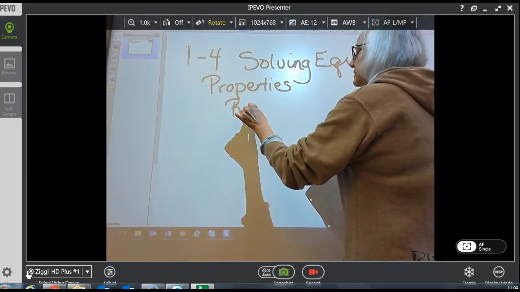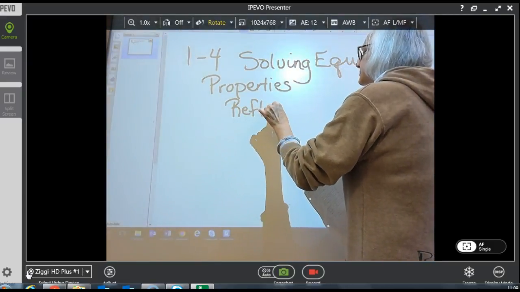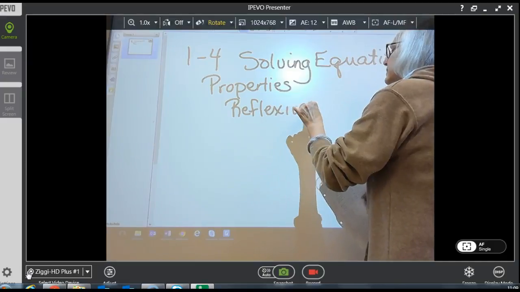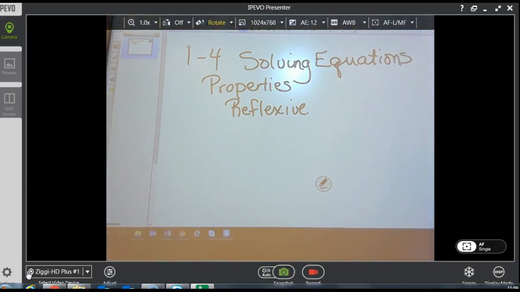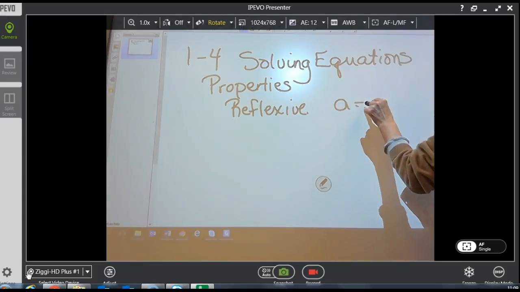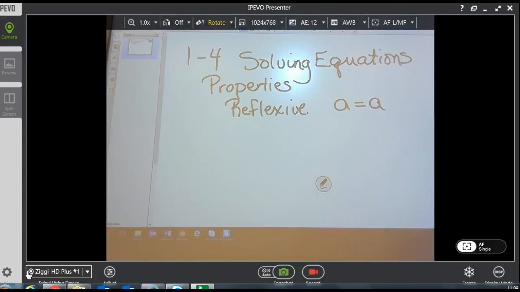So the first one is reflexive. Hopefully, reflexive pops in your head. Remember, I always told you to think of a reflection or looking back at yourself. You get yourself. A equals A.